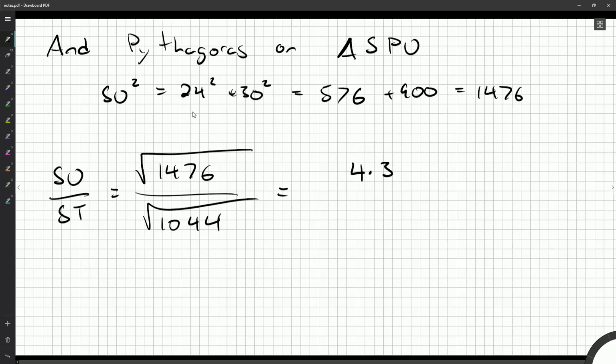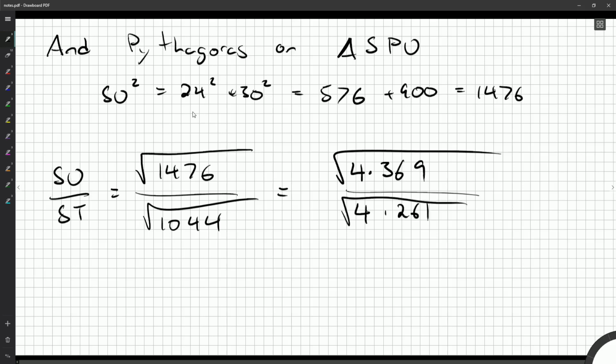I will get 4 times 369. Maybe my mental skills aren't quite as good as I thought they were. How many times does 4 go into 147? 3 times with a remainder of 3, and 9. There we go. Then pull a 4 out of the 1044, and I'll get 261. Yes. Alright, so that's going to be 2 square root of 369 over 2 square root of 261.